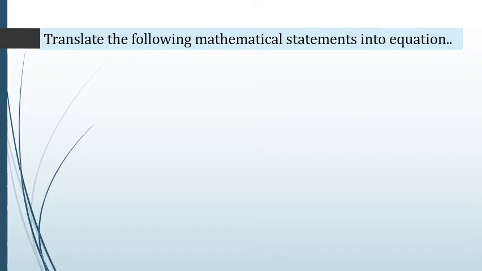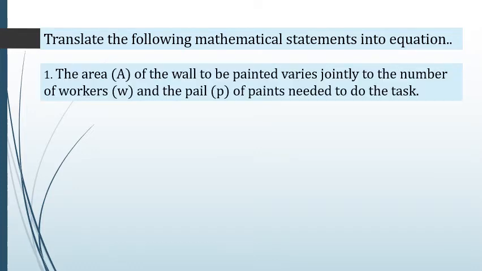So ngayon, let us translate the following mathematical statements into equation. Number 1, the area A of the wall to be painted varies jointly to the numbers of workers, W, and the pail of paints needed to do the task. So, eto ngayon yung statement na kailangan nating i-translate into mathematical equation.